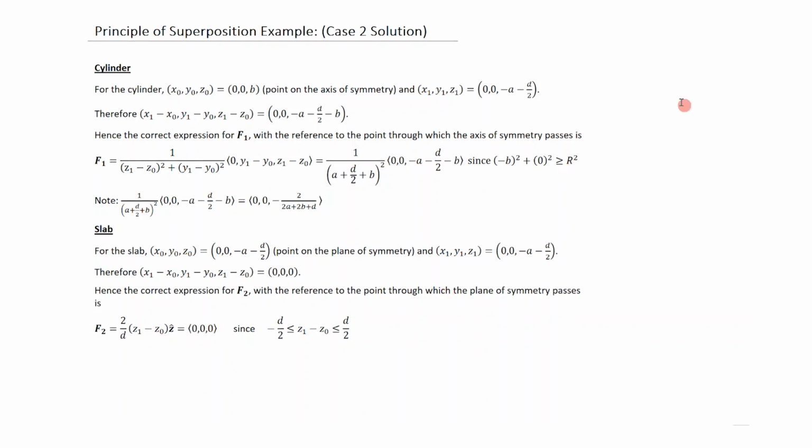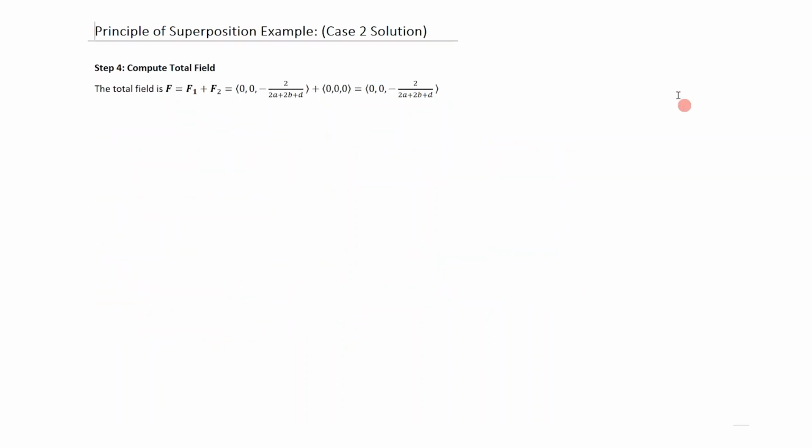All right, so the next step is to compute the total field. Here's the field due to the cylinder as observed at the measurement point, which is the midpoint of the slab. And this is the contribution of the slab, which was 0. If you add the two together, we end up with the result shown here.